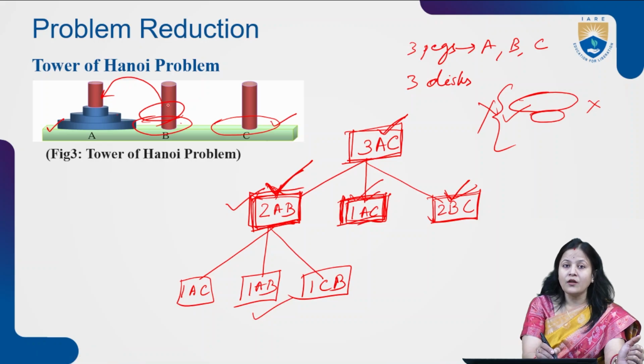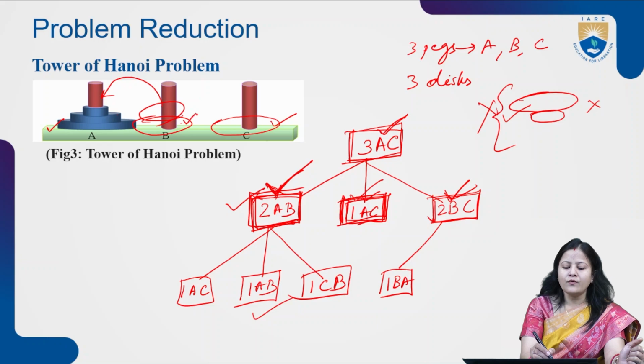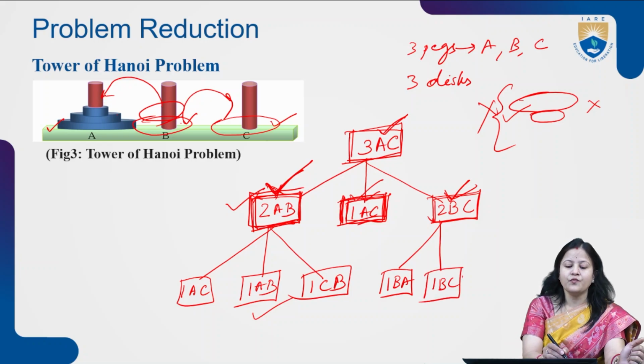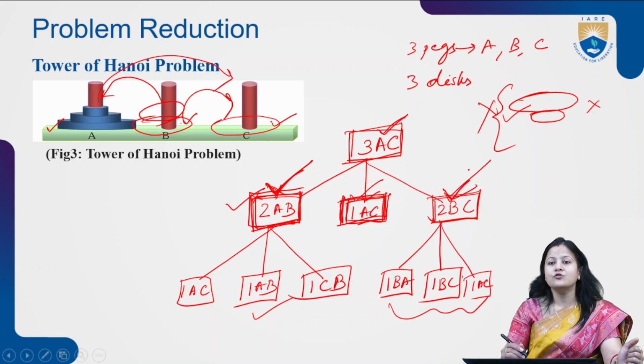Now the smaller one which is present on peg B, you transfer to peg A. So what we'll do: one from B to A. After that, the middle one which is there, I can transfer to C, meaning one from B to C. After this, the smaller one which I have transferred to A, that will transfer to C, 1 A to C. I hope using these three solutions we can achieve this 2 B C.